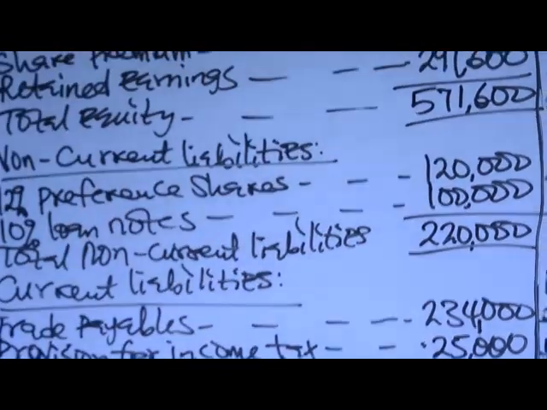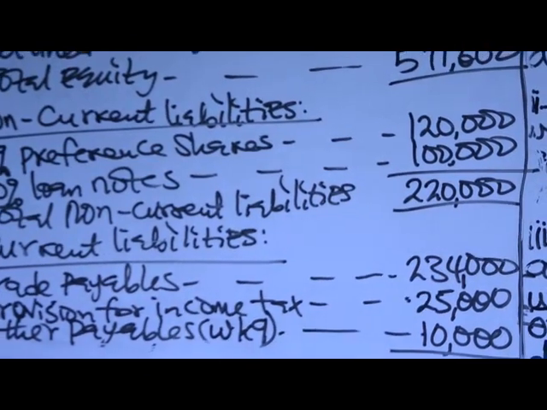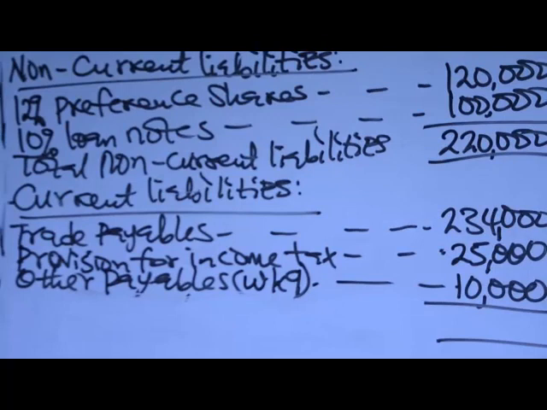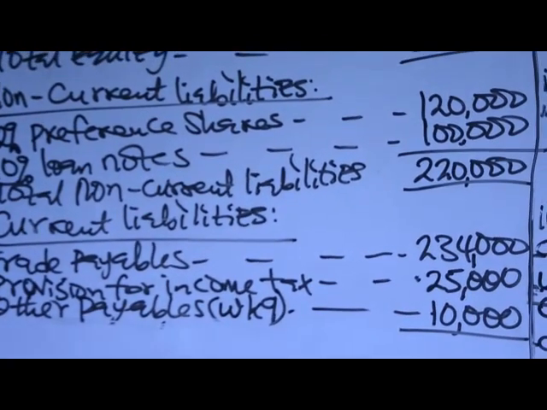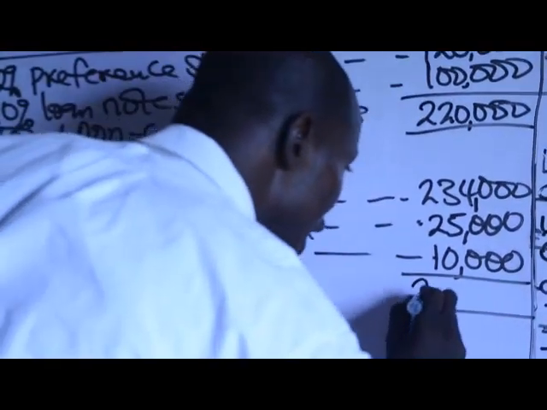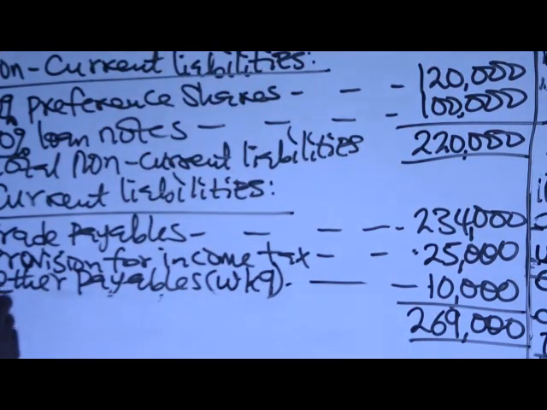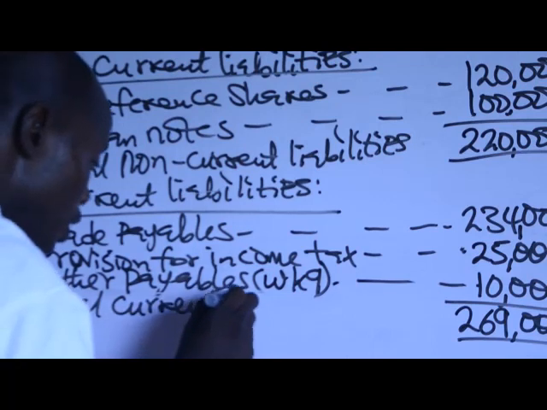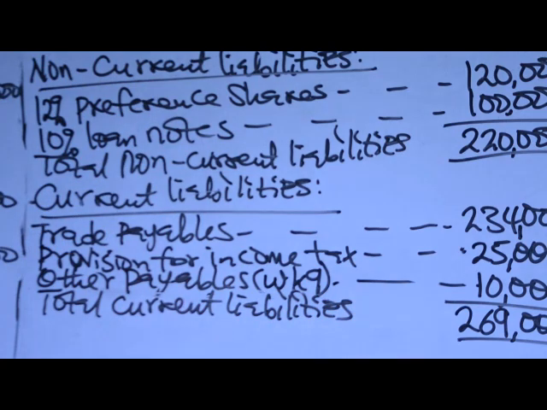When you sum up your current liabilities, that is 234,000 plus 25,000 plus 10,000, then our current liability is totaled 269,000. That is total current liabilities. Then you now sum up your equity and liabilities.